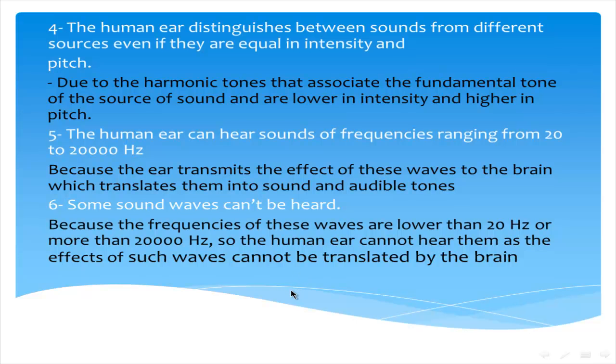Number 6. Some sound waves can't be heard. Why? Because the frequencies of these waves are lower than 20 hertz or more than 20 kilohertz. So the human ear can't hear them, as the effects of such waves can't be translated by the brain.